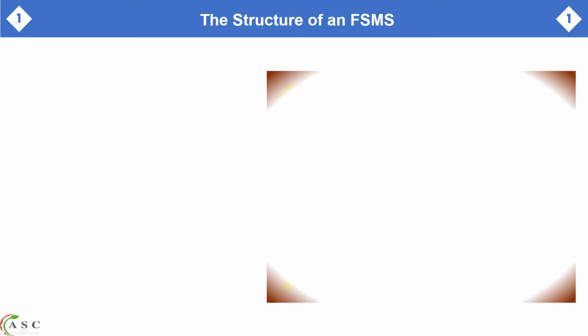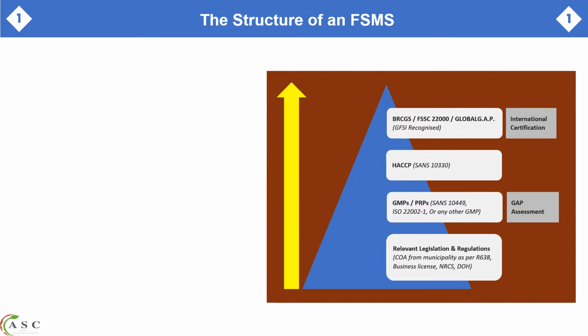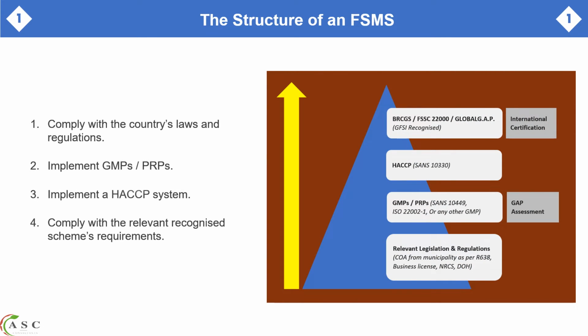In this lesson, we are going to look at the structure and basic requirements of a food safety management system. The basic structure of a food safety management system with the aim to achieve GFSI recognized certification is as follows. The first would be to comply with the country's laws and regulations, and that is compulsory. It will be guided by the type of product that you're handling and the type of process that you are involved in. And then you can determine which sector it belongs to and also the applicable regulatory framework.